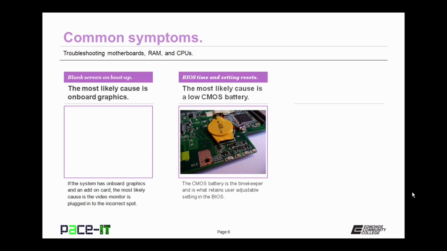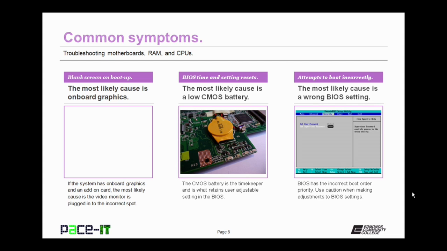If your system isn't keeping time or date correctly, the most likely cause is a low CMOS battery. The CMOS battery is the timekeeper for the system and retains user-adjustable settings and BIOS as well. So if your system attempts to boot to the incorrect device, the most likely cause is an incorrect BIOS setting. BIOS has the incorrect boot order setting. You need to correct that to get it to boot to the correct device.